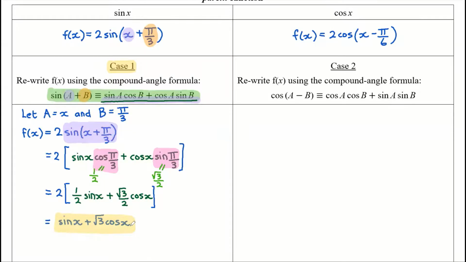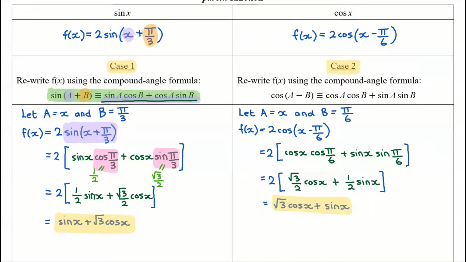So what I would recommend you do now is pause the video and see if you can repeat this task for case 2 using the cosine identity. And then hopefully you can see that you're going to get exactly the same function. So please pause the video, have a go at that, and then I'll show you the result.